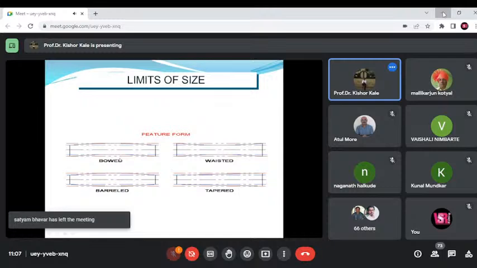But by shape, you'll find this is a bow shape. This is a vested shape. This is a barrel shape, and this is the tapered shape. Here the taper is being shown. All ensure that it is within the size, but we find differences in shape. Four different shapes have been shown here. So is this allowable? Whatever dimensions are given over here, they only talk about the size. They don't talk about the shape.